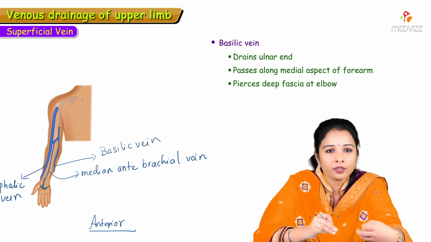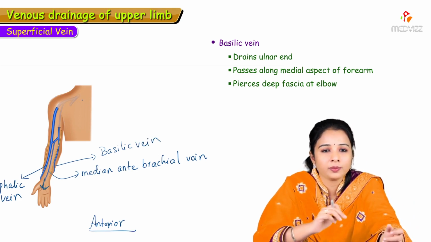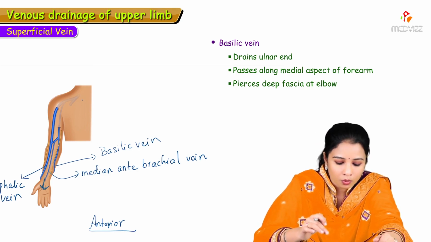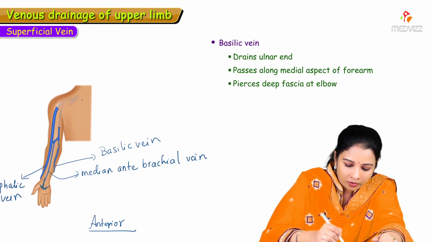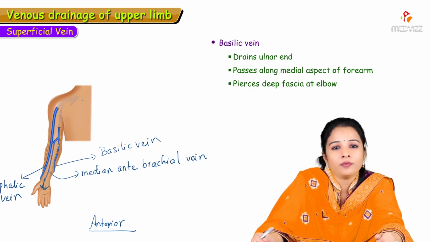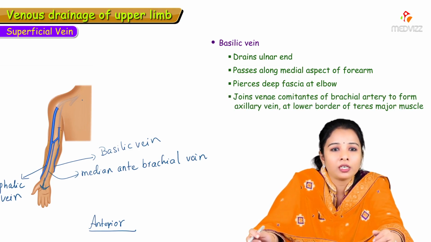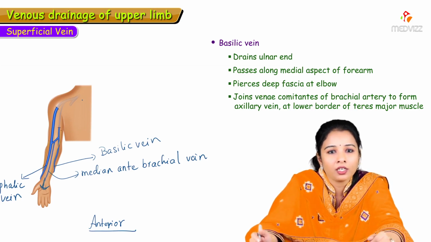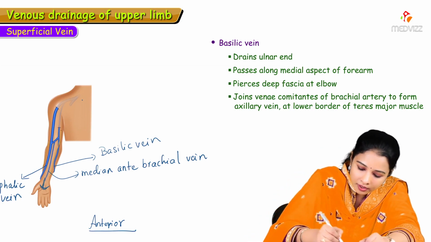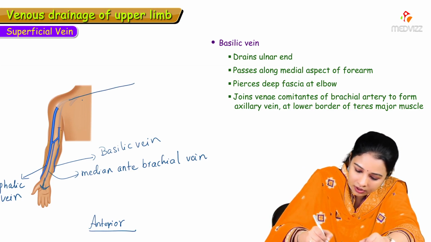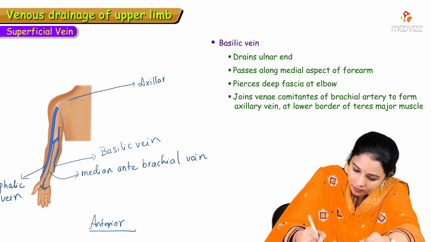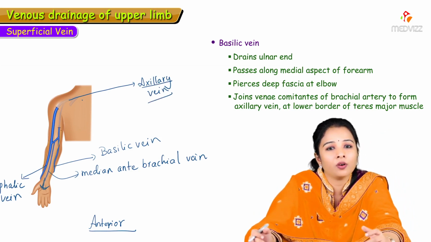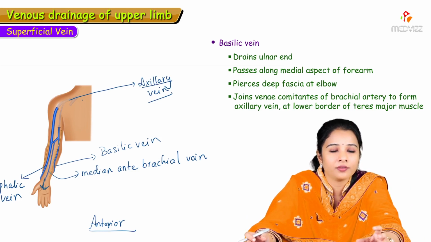In the medial aspect of the forearm, that is the anteromedial aspect of the forearm, it pierces the deep fascia at the elbow. So at the elbow or just above the elbow, it pierces the deep fascia and joins the vena comitantes of the brachial artery, which runs along with the brachial artery, to form the axillary vein. So the deep vein you see here is the axillary vein. Both the cephalic and basilic veins finally terminate into the axillary vein.